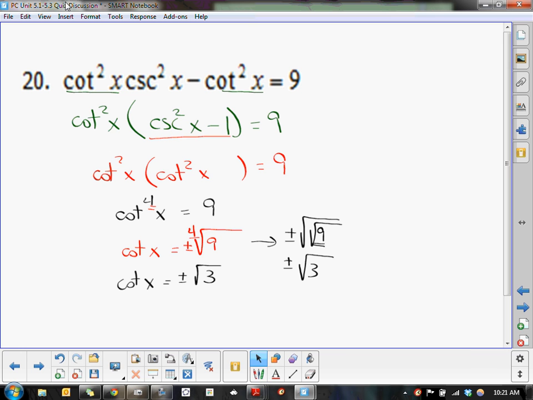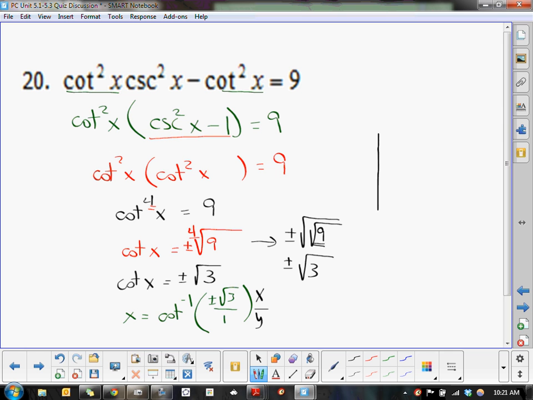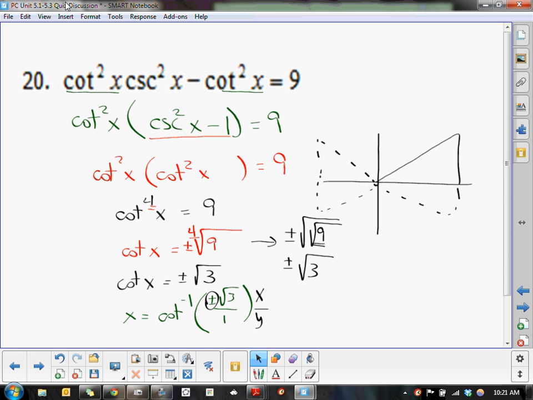So we're looking for an angle whose cotangent value is plus or minus the square root of 3. Write it this way: x equals the inverse cotangent of plus or minus the square root of 3 over 1. It's the best way to look at it, so when you draw your reference triangle, you can see an x over a y value. The reference triangle that I'm drawing is going to be in the first quadrant. Thinking about my plus and minus, I know I'm going to involve all quadrants because we have plus and minus values.